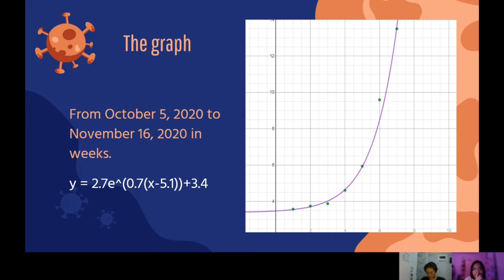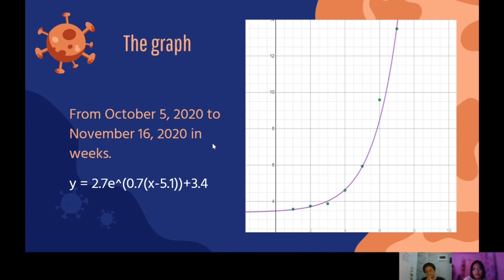The graph of that equation touches almost all points except for the third week and the sixth week. But the third week isn't far off from the graph, so I wouldn't consider it an outlier. The sixth week is, so I would assume the sixth week is an outlier. The graph itself shows an exponential growth of the new confirmed COVID cases in Japan from October 5th, 2020 to November 16, 2020, in weeks.